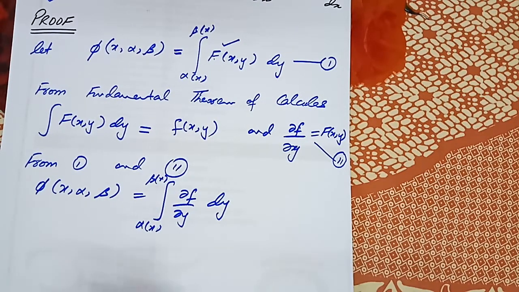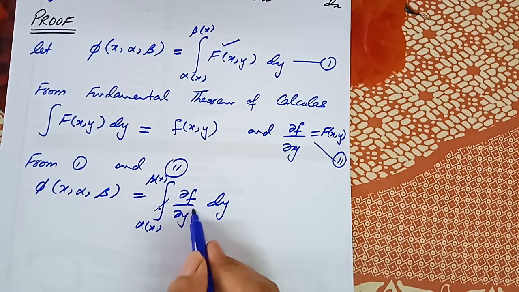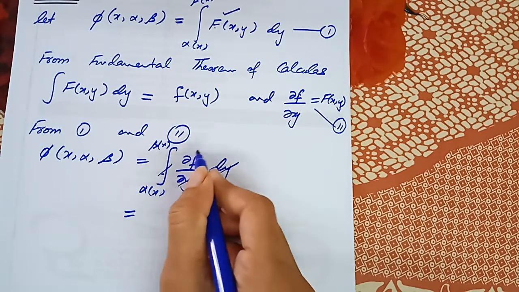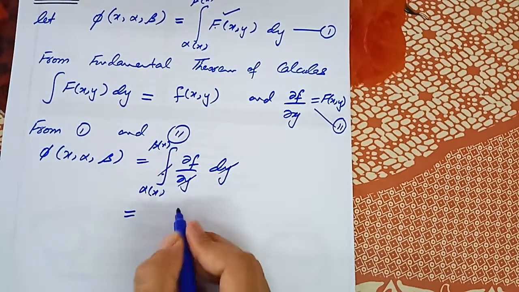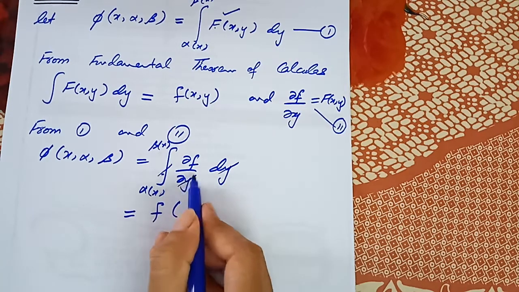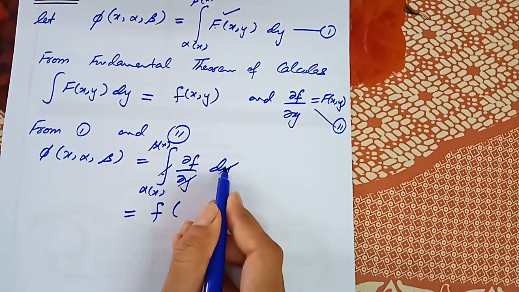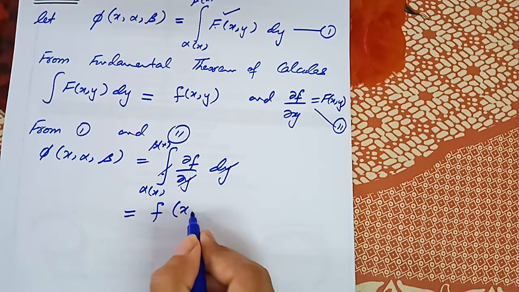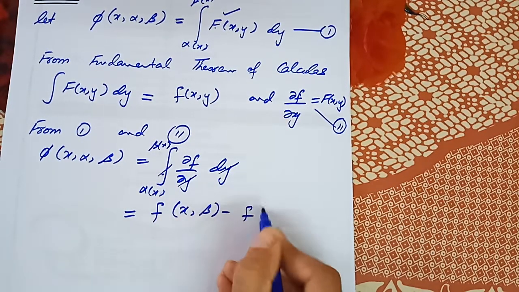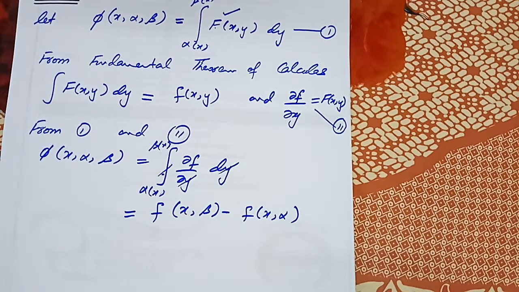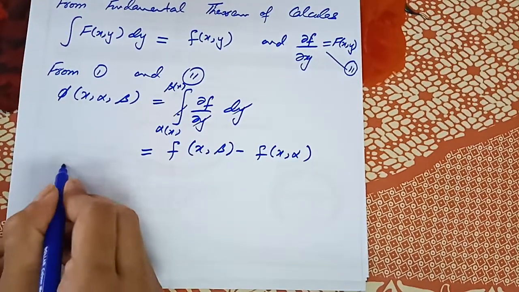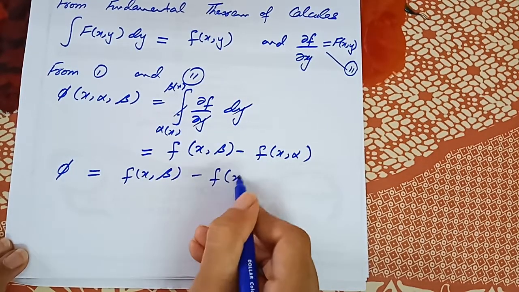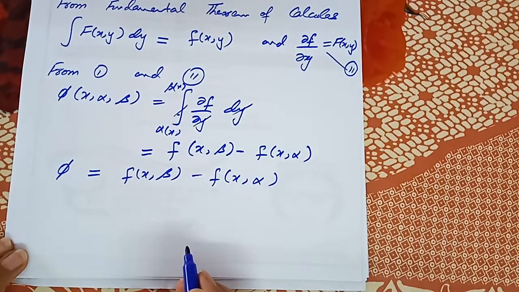Now you know that the integral and the derivative cancel each other's effect, and we are just left with our function f and the limits of integration. It is the integration with respect to y, so you replace y with the upper limit and the lower limit: f of x, beta minus f of x, alpha. So what we got as phi is now f of x, beta minus f of x, alpha.